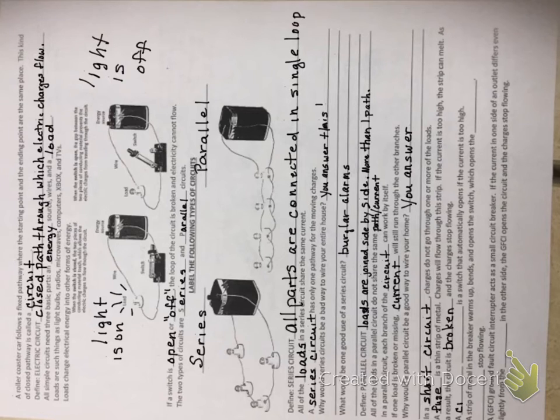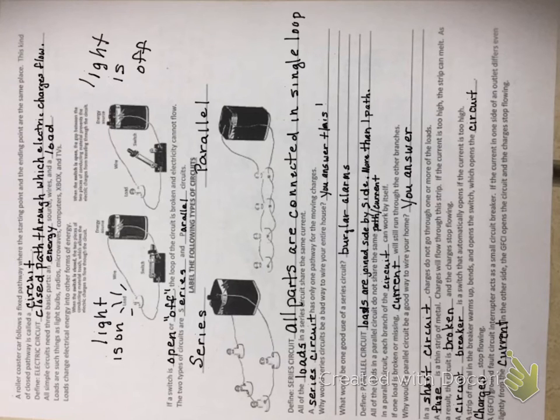My house has a combination of these, but a fuse is a thin strip of metal. Charges will flow through this strip. If the current gets too high, the strip will melt. And so as the result, the circuit's broken and the charges stop flowing.